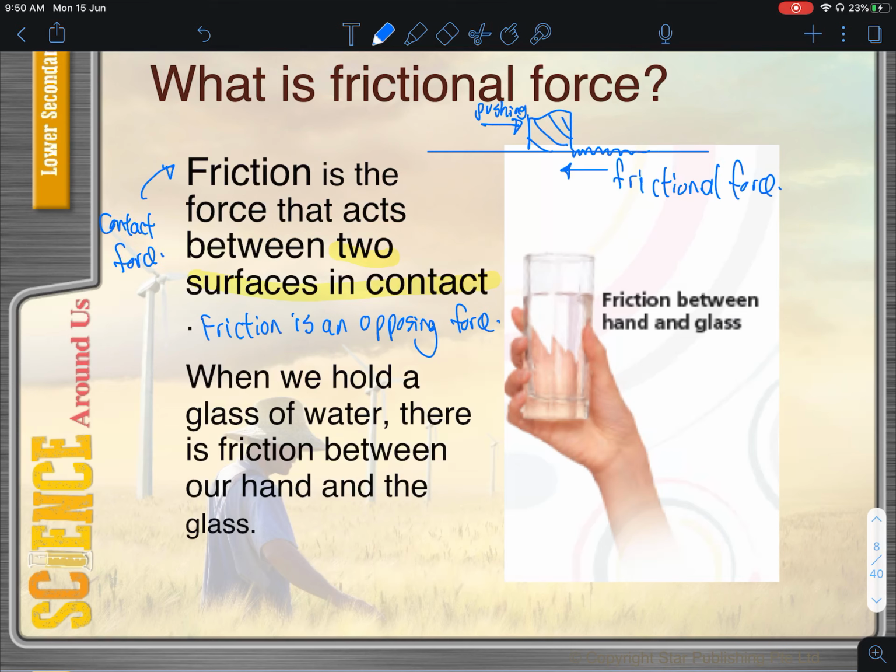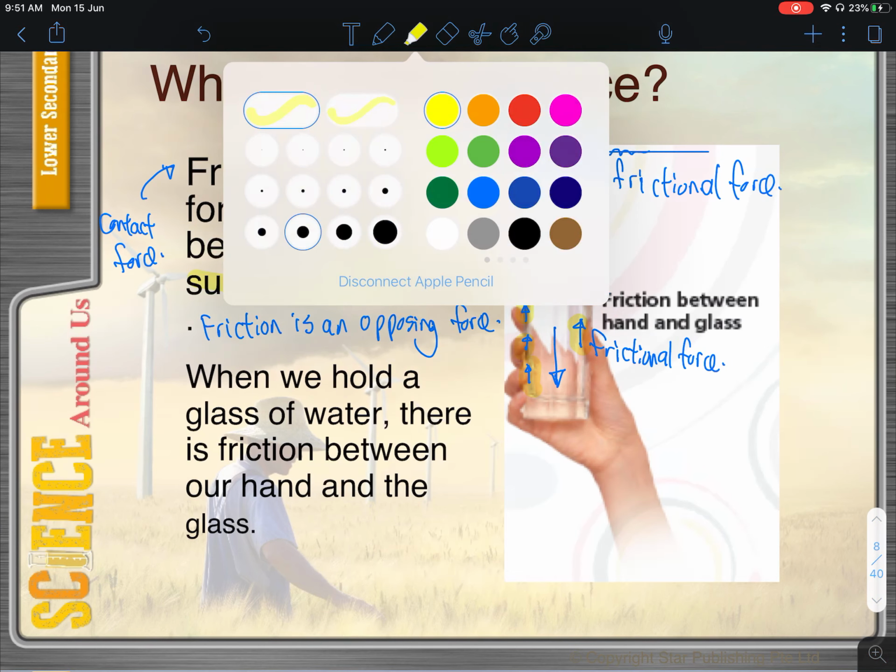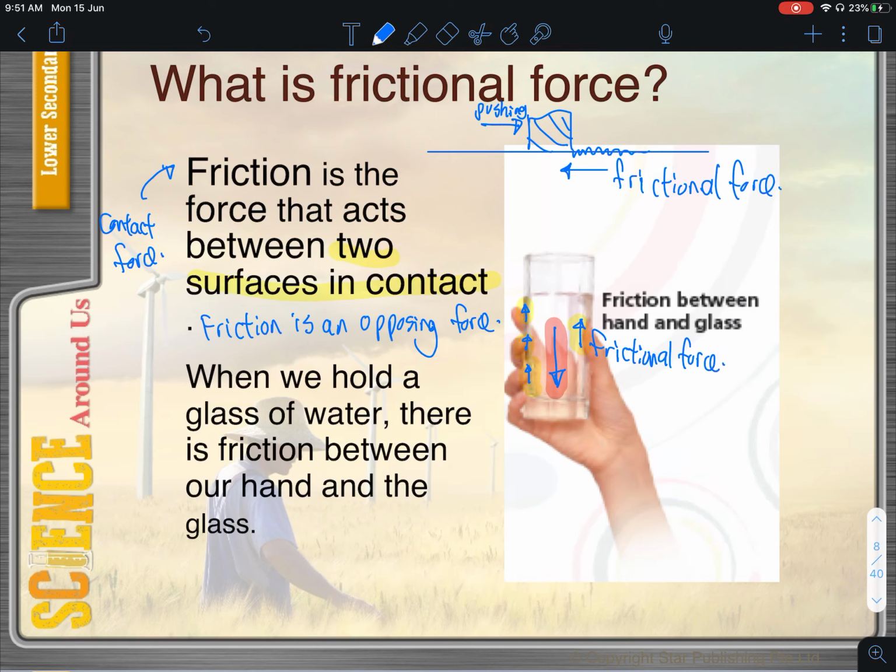When we hold a glass of water, there is friction because, while gravity is pulling the glass below you, your hands are exerting another layer of force against it so that the glass of water does not drop. The ones highlighted in yellow are examples of your frictional force, as compared to the one in red, which is gravitational force, held by the weight of the glass of water.